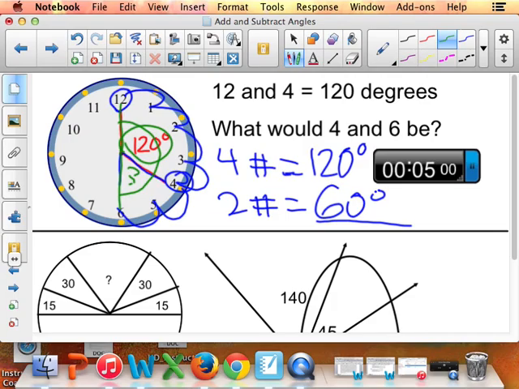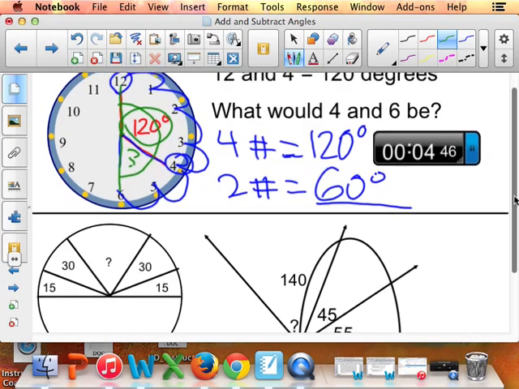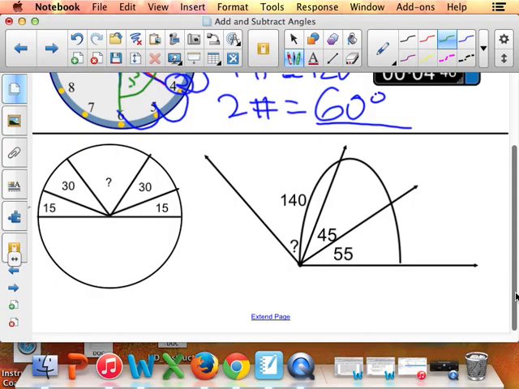Yes, Aiden? You also know it's 60 because you said each minute is 6 degrees, and 10 minutes is 60. That's really impressive that you remember I said that. I don't know if everyone will remember that too. But Aiden, good for you. You know how to solve that in probably 3 ways now.